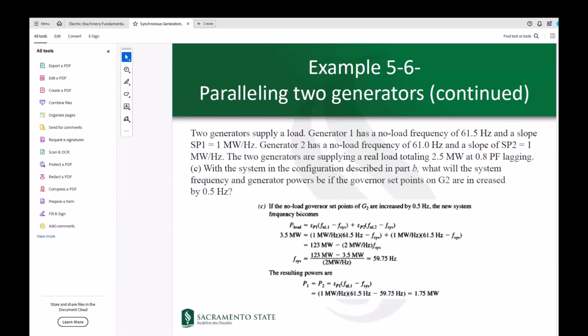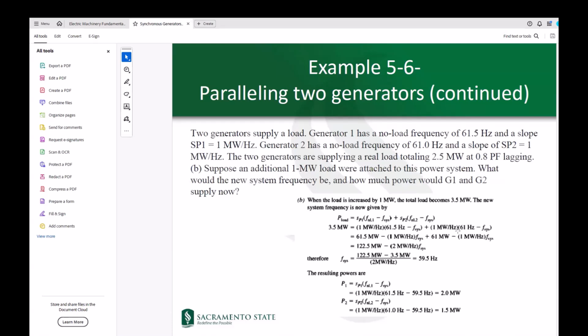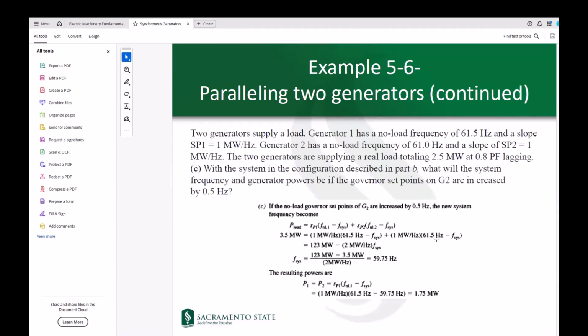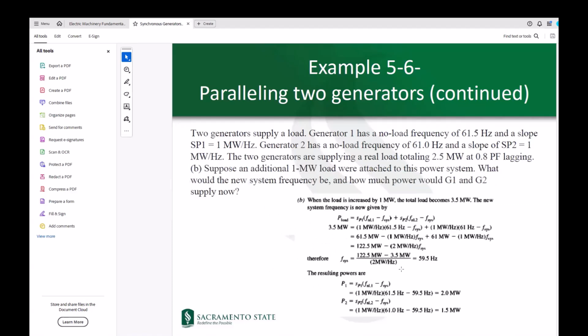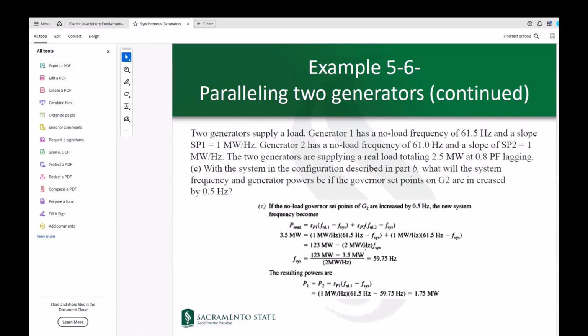Now in part C, it's asking, with the system in this configuration, what will the system frequency and generator powers be if the governor set point on generator 2 is increased by 0.5 hertz? So we're going to change generator 2 from 61 to 61.5, its no load frequency through the governor system. So that will increase F to 59.75 hertz. So we can increase the frequency from 59.5 using the governor system in generator number 2 to 59.75 hertz.